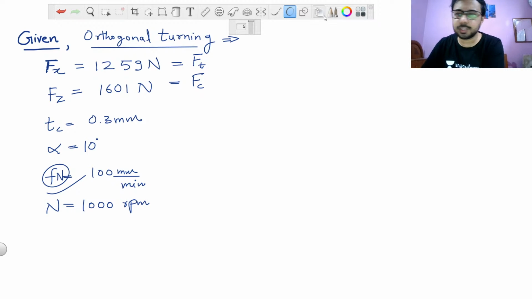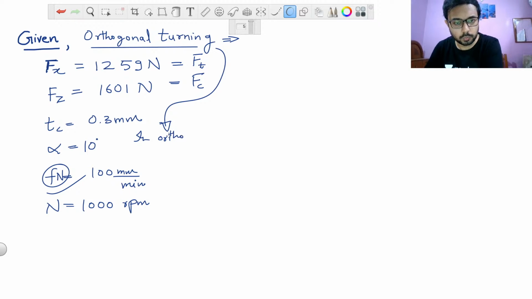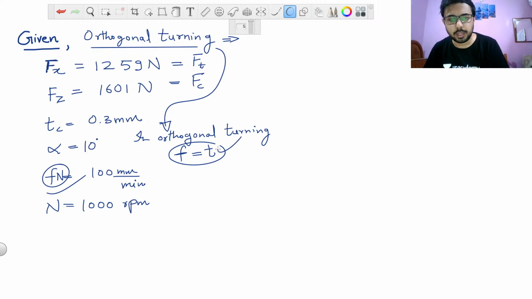Since the question is of orthogonal turning, just remember that in orthogonal turning, feed F is equal to t, which is the uncut chip thickness. Why do we require the uncut chip thickness? Because we have to find phi. And why do we have to find phi? Because we need to calculate the value of shear force, and after calculating this value of shear force, we have to divide it by the shear area to get the answer.